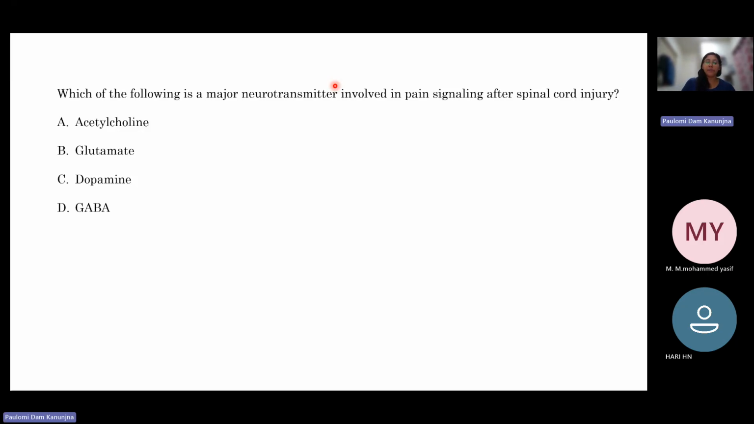We know acetylcholine, we know dopamine. There are two other options. Which one do you think is part of your spinal cord injury, if you can remember? And remember, we are talking about pain. So which one would be more suitable there?